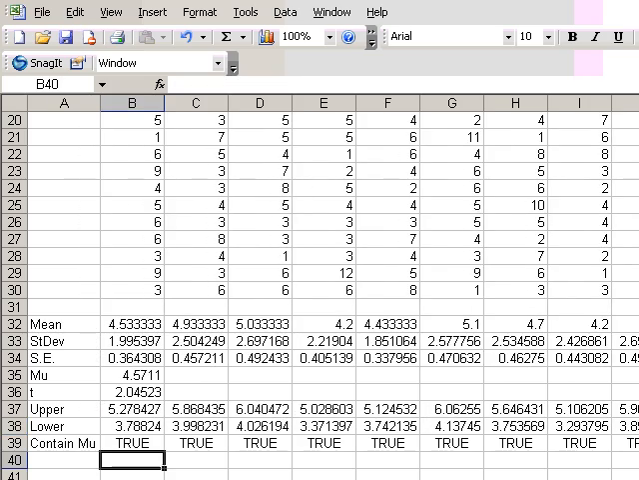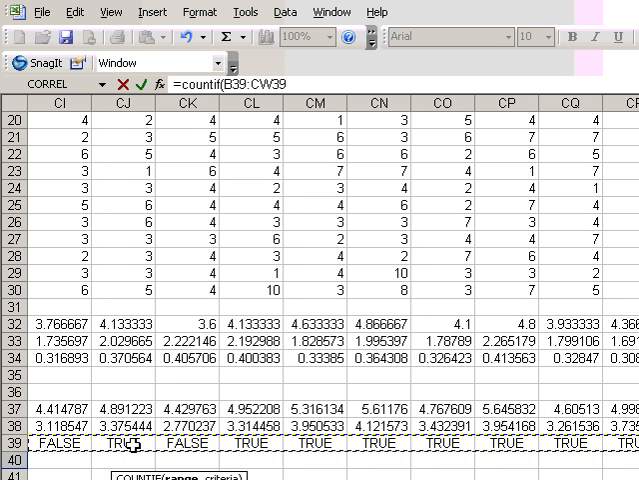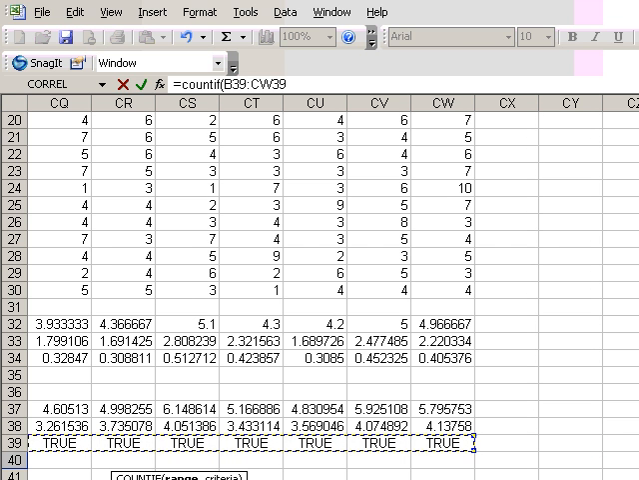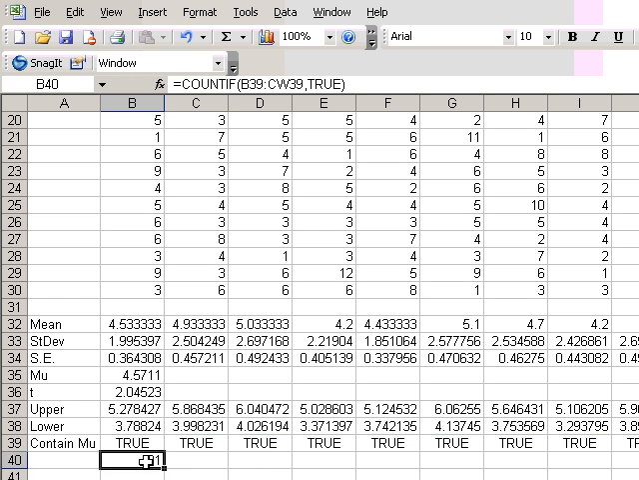Here we're going to see how many of the limits actually contain the true population value with COUNTIF. This range, Control Shift right arrow, that goes all the way to the end, and then comma, and true. And we find that 91 of the limits contain the true population value.